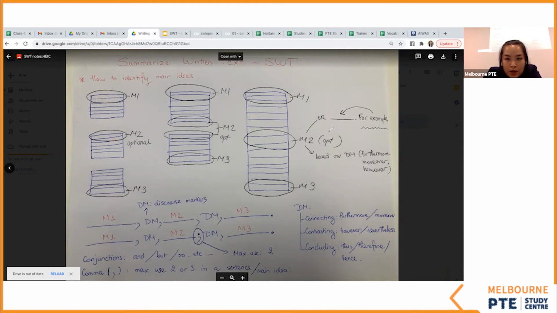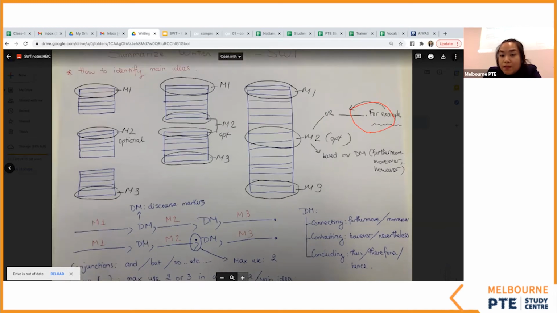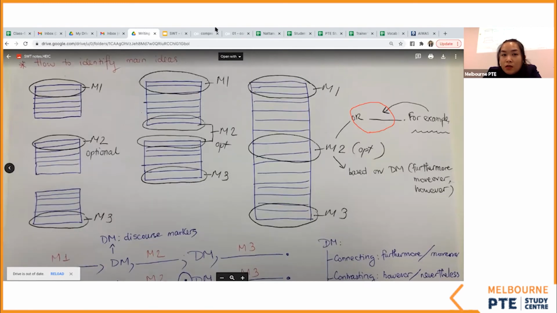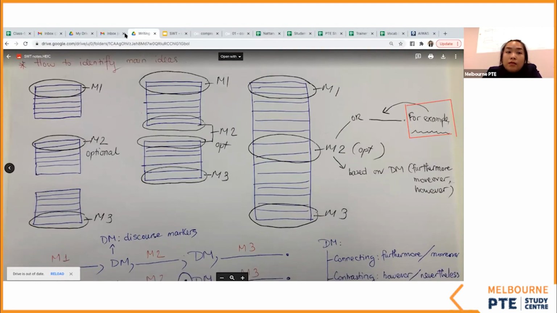Now, this is something you need to remember. For example, do you include the example in your summary? No. No, okay? You cannot include the example in your summary. But when you are reading, you need to pay attention to the example. Why? Because the information.